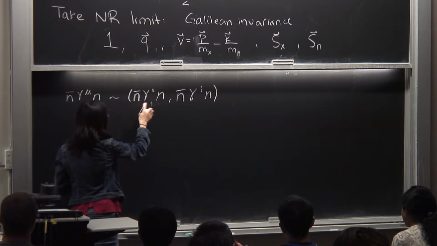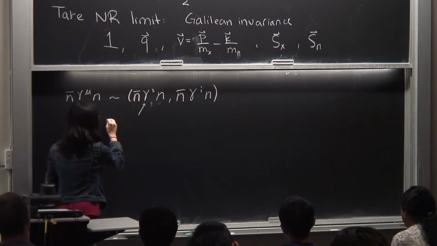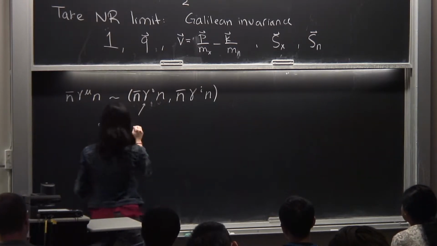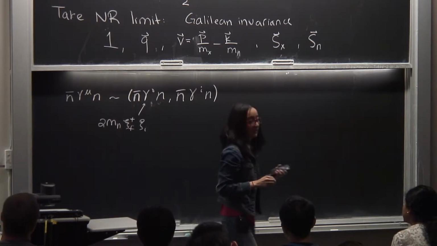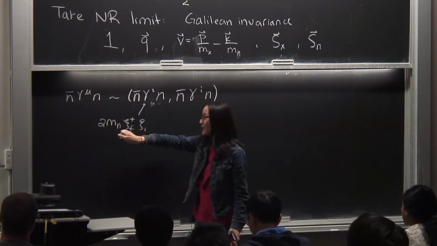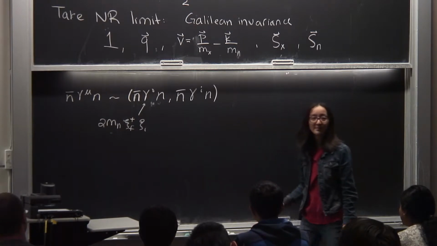If we look at the dimensions of the spinor states, we'll get something like 2 mn. And then I'll use these squiggles for the dimensionless spinor states. Because this is a scalar, I just put in the mass of the nucleon, because that's the only thing I can do in this situation.